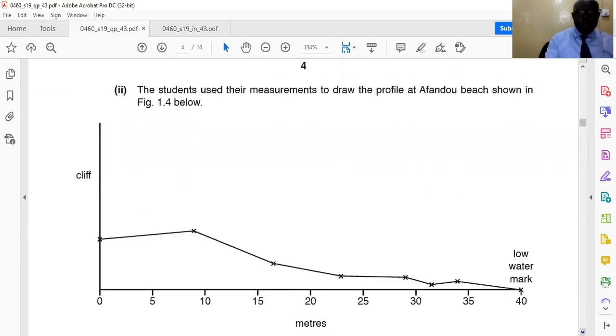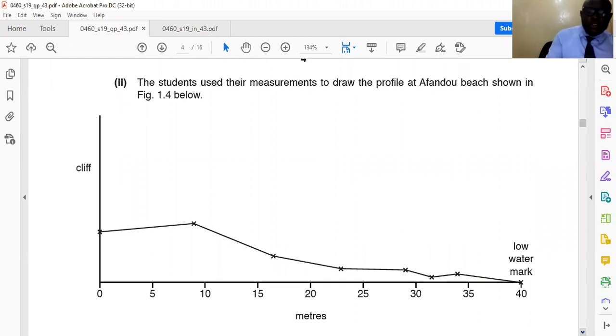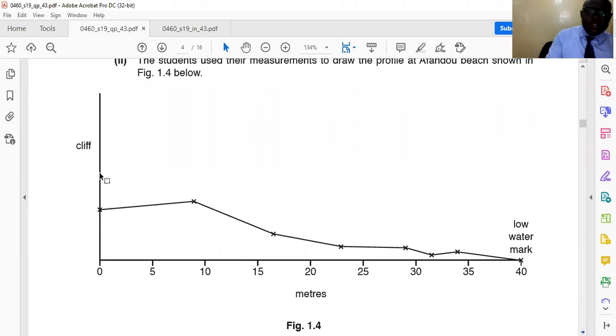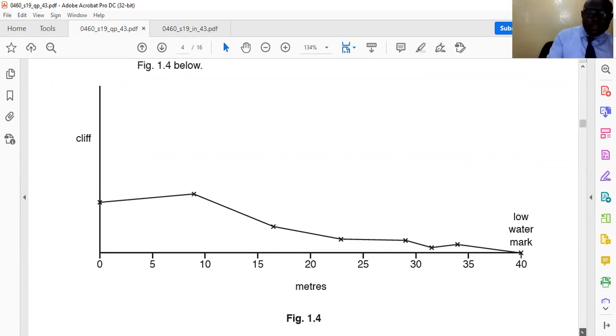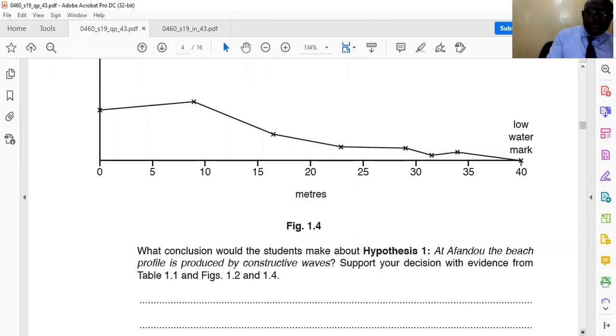So the students use their measurement to draw the profile of their Afadu beach. So this is when they finished, this is what they got based on the angles and the distance. So they got something like this, which they plotted. So what conclusion would the students make?